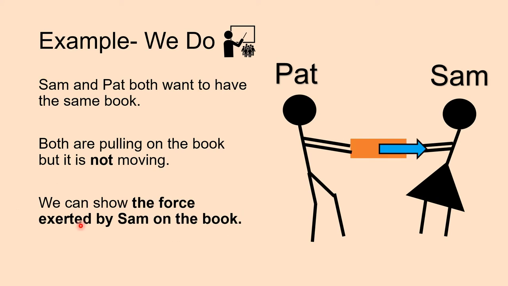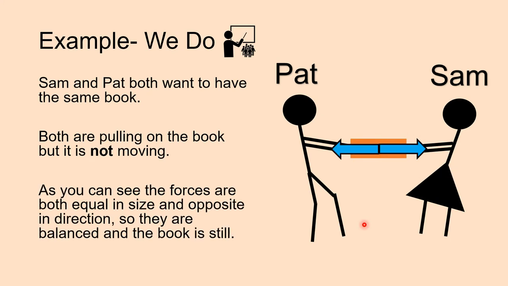Now that you've drawn the force exerted by Pat on the book, we can show the force exerted by Sam on the book. So we're going to have an arrow going towards Sam. And hopefully you'll have a diagram that now looks like this, because as you can see, the forces are both equal in size and opposite in direction. This means the forces are balanced and the book is still.